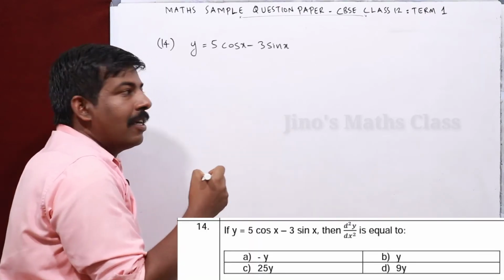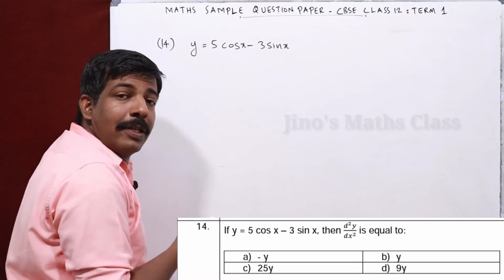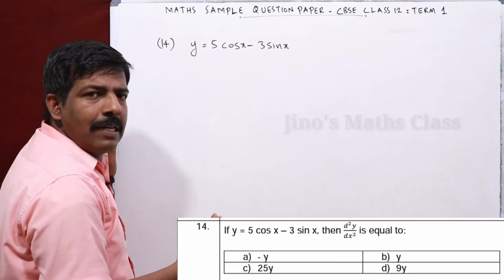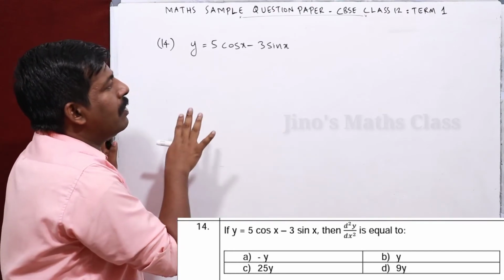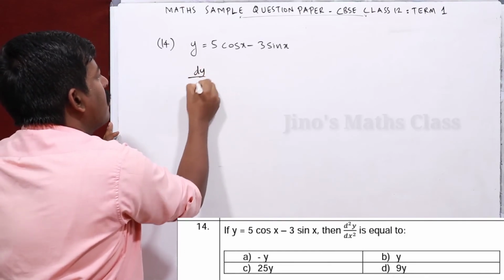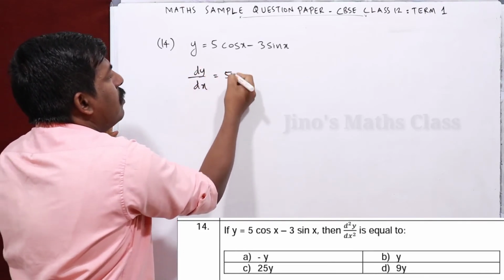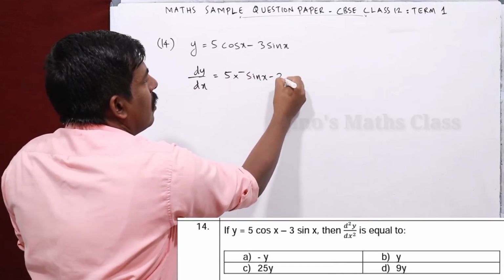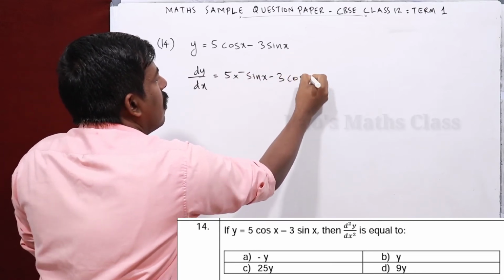14th question. Here y value is given and they are asking to find the value of d square y by dx square. That means we have to find a second derivative of this function with respect to x. So we can directly find a dy by dx first derivative. So 5 into cos x derivative is minus sin x, minus 3 into sin x derivative is cos x.